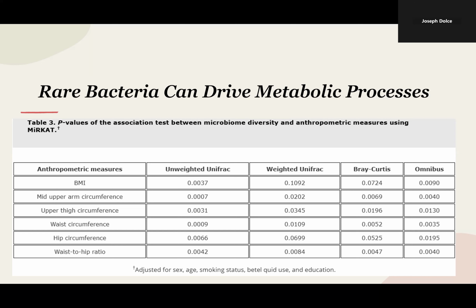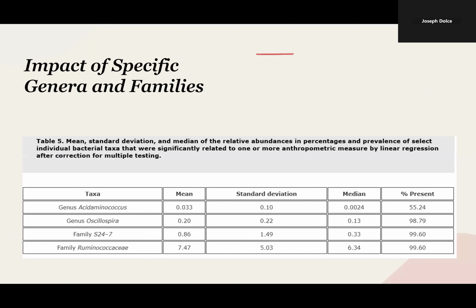Even if these rare taxa exist in small numbers, they still have a profound impact on these pathways. These rare bacteria can also be used as therapeutic targets. They can become targets for probiotics or microbiome-based therapies aimed at improving metabolic health, particularly in populations with distinct body composition patterns.